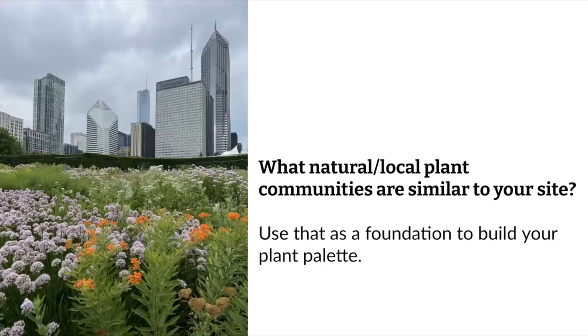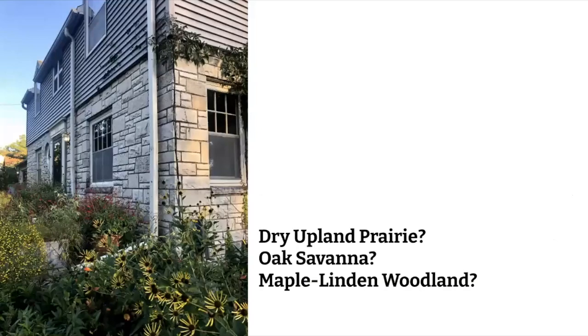But it's a wonderful idea, and it's a great way to narrow down our plants, because it's hard to narrow down plants. I mean, we're narrowing it down by plant forms first, or however you want to do it. And then if you can start thinking about what plants would grow naturally on my site, what would be a natural plant palette? So a lot of us are from Iowa. And so a lot of our communities might be dry upland prairie or oak savanna or maple linden woodland.